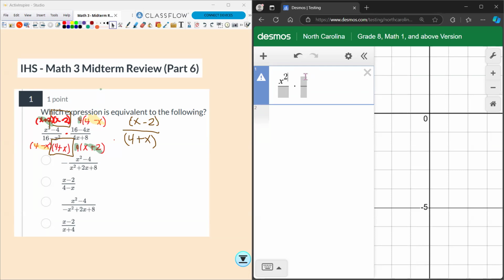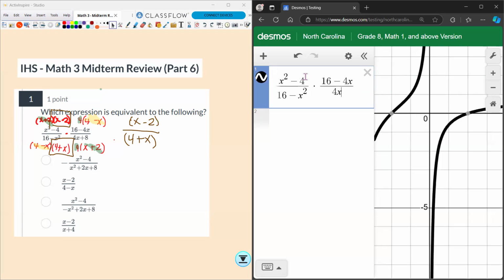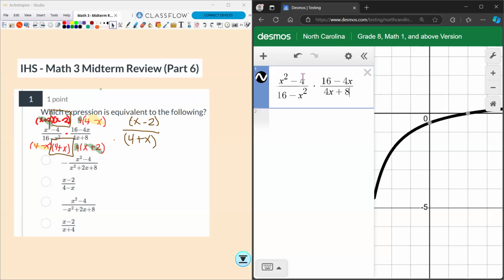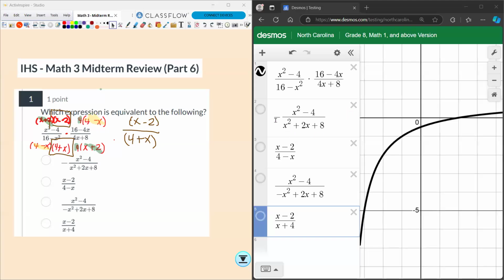So we have x squared minus 4 over 16 minus x squared. And then over on the top right, 16 minus 4x over 4x plus 8. And then our goal, of course, is to find the graph that matches up. So we key them all in. And then you would look at your answer choices and compare the two graphs until you find the one that overlaps with the original one. So you should be able to see which one gives you the same thing as our original expression, and you'll have your answer.